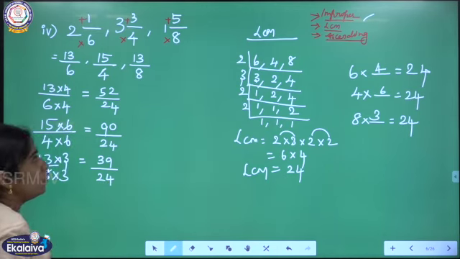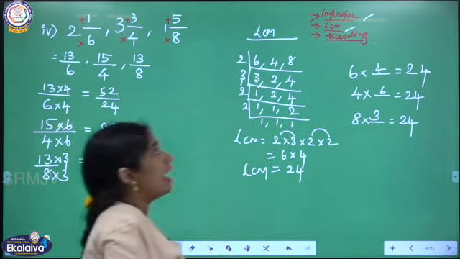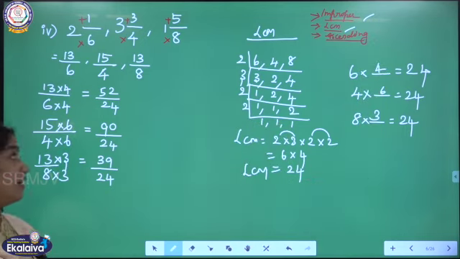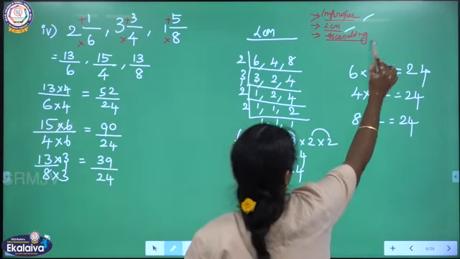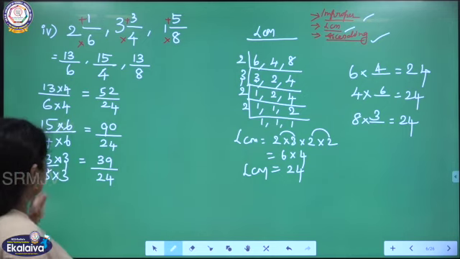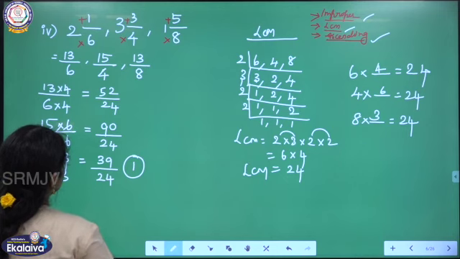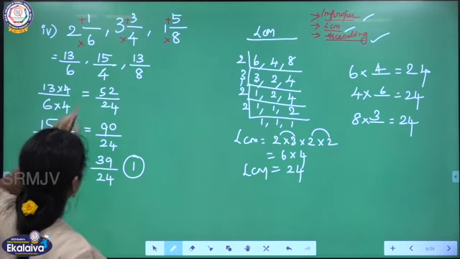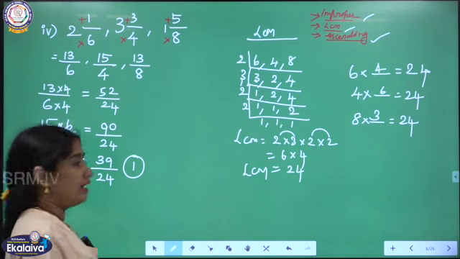Now I can make them like fractions by introducing the LCM. Now I am going to arrange this in ascending order. Got it, children? Ascending means small to big. Just see the numerators and then arrange, because your denominators are the same. So you can see the numerator and arrange.